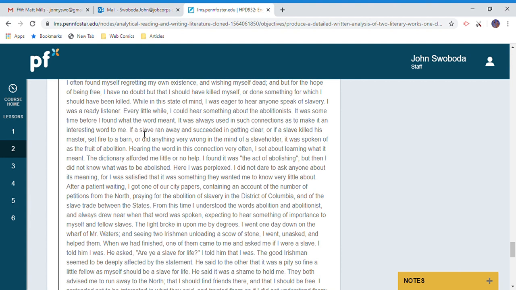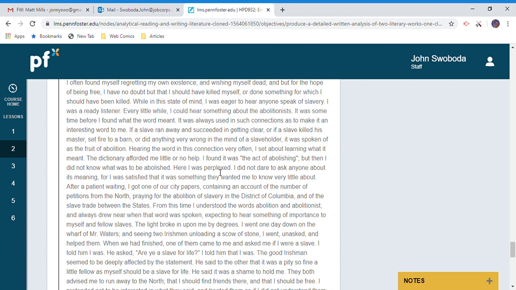If a slave ran away and succeeded in getting clear, or if a slave killed his master, set fire to a barn, or did anything very wrong in the mind of a slaveholder, it was spoken of as the fruit of abolition. Hearing the word in this connection very often, I set about learning what it meant. The dictionary afforded me little or no help. I found it was the act of abolishing, but then I did not know what was to be abolished.